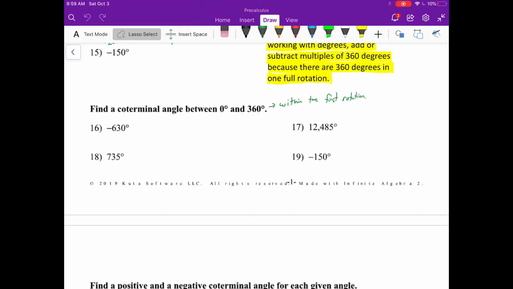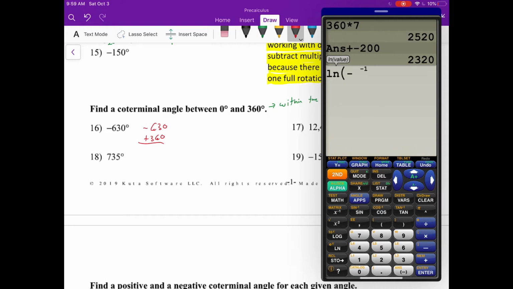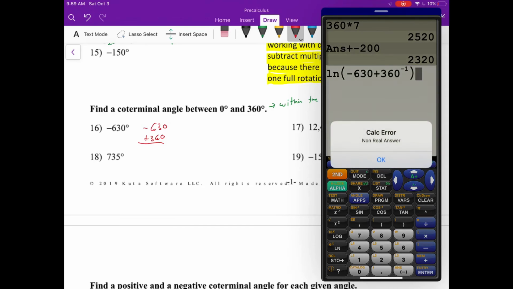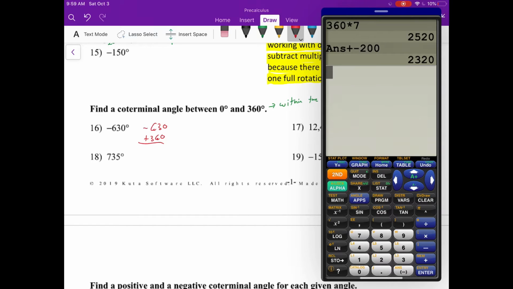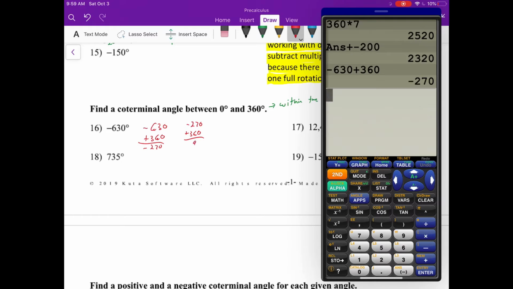We could take negative 630 and add 360. So you could take negative 630 plus 360. Negative 630 plus 360, and you have negative 270. Well, that's still not what we want because we want positive, so we can take negative 270 and add 360 again. And that will give us positive 90. So the coterminal angle of negative 630 in the first rotation, or between 0 and 360, is 90 degrees.